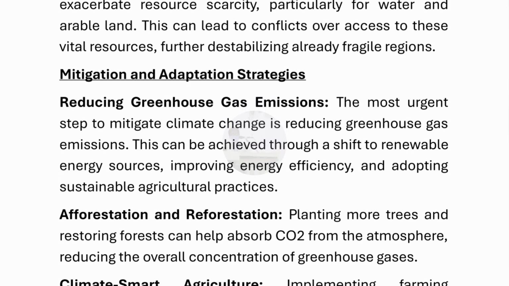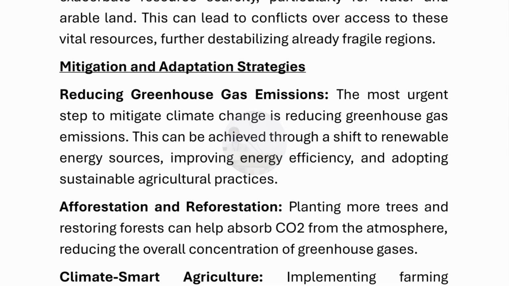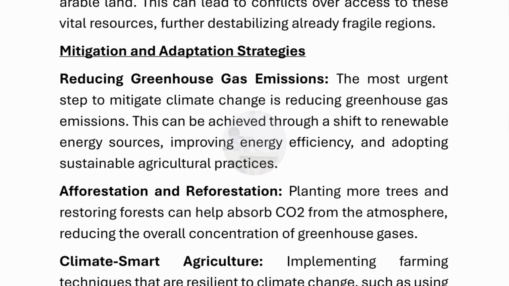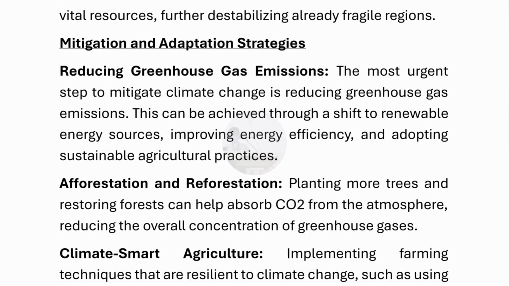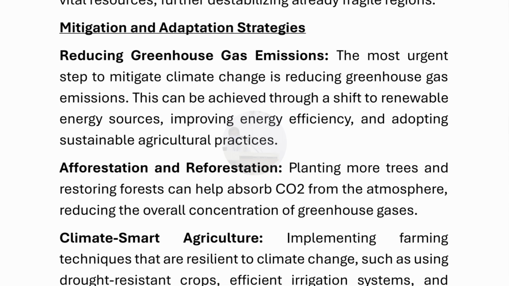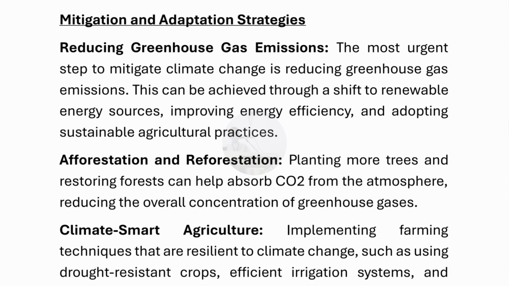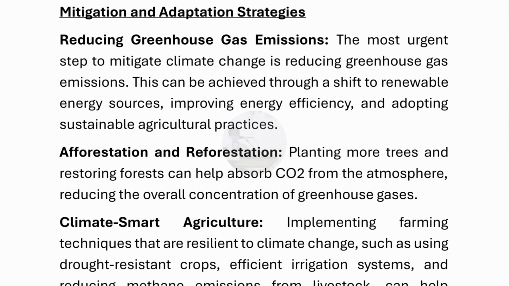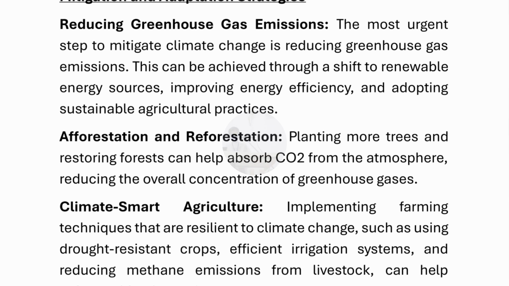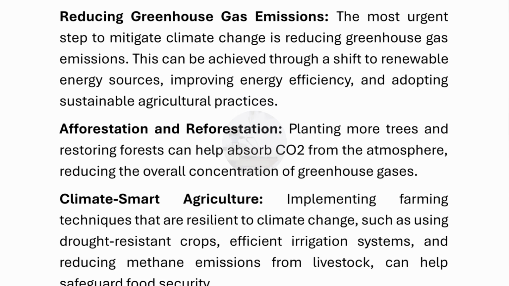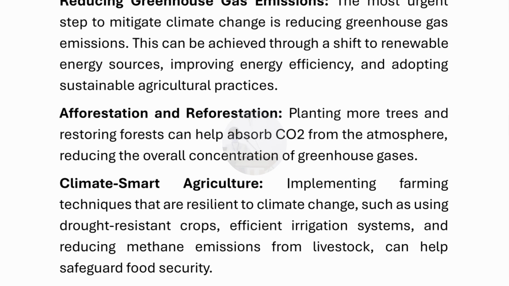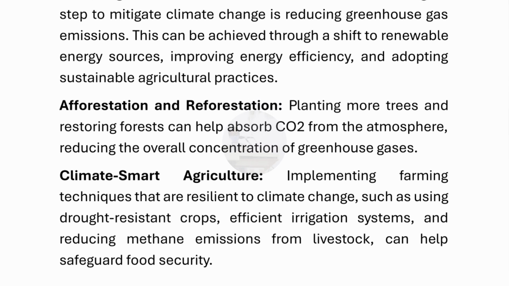This can be achieved through a shift to renewable energy sources, improving energy efficiency, and adopting sustainable agricultural practices. Afforestation and reforestation. Planting more trees and restoring forests can help absorb CO2 from the atmosphere, reducing the overall concentration of greenhouse gases. Climate-smart agriculture. Implementing farming techniques that are resilient to climate change, such as using drought-resistant crops, efficient irrigation systems, and reducing methane emissions from livestock, can help safeguard food security.